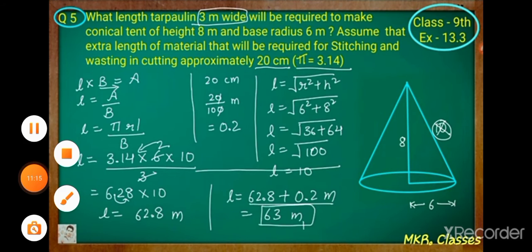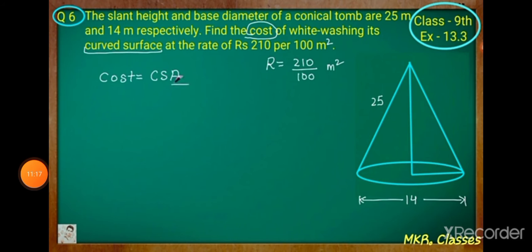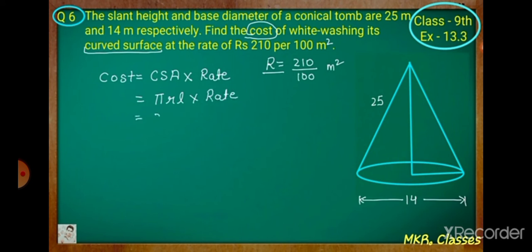Okay, sixth question. The slant height and the base diameter of a conical dome are 25 meter and 14 meter respectively. Okay. Slant height is 25 and base diameter is 14. Find the cost of whitewashing its curved surface area at the rate of 210 per 100 meter square. Okay, so for this, first of all, we need to find the CSA and then we multiply it with the rate of whitewash.